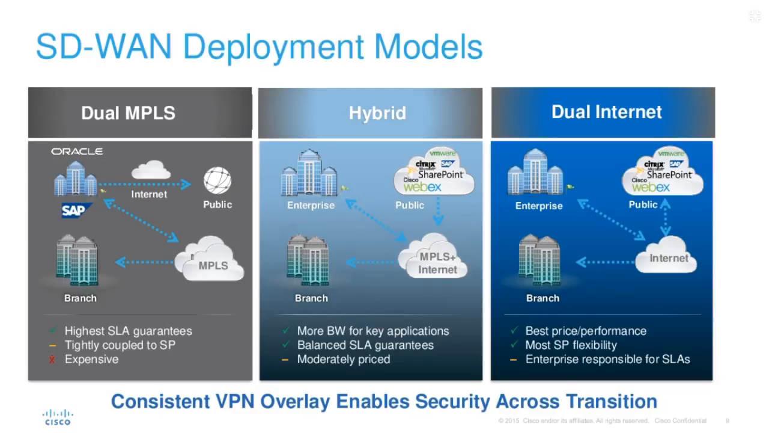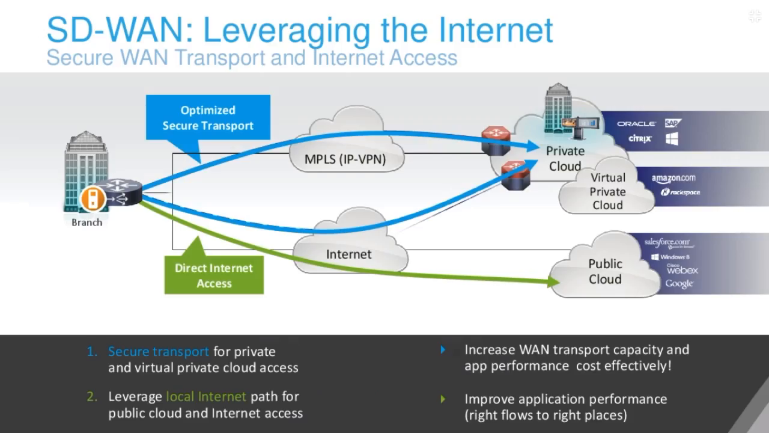If you're really going for the very low-cost solution, because MPLS networks tend to be a little bit more costly, then we're seeing some customers, just for cost reasons, saying, I'm going to do dual internet. So they'll go with two internet service providers, run two internet connections, and use SD-WAN to make them look like one logical network. So generally, this is what we're seeing. It's either dual MPLS, hybrid, or dual internet.